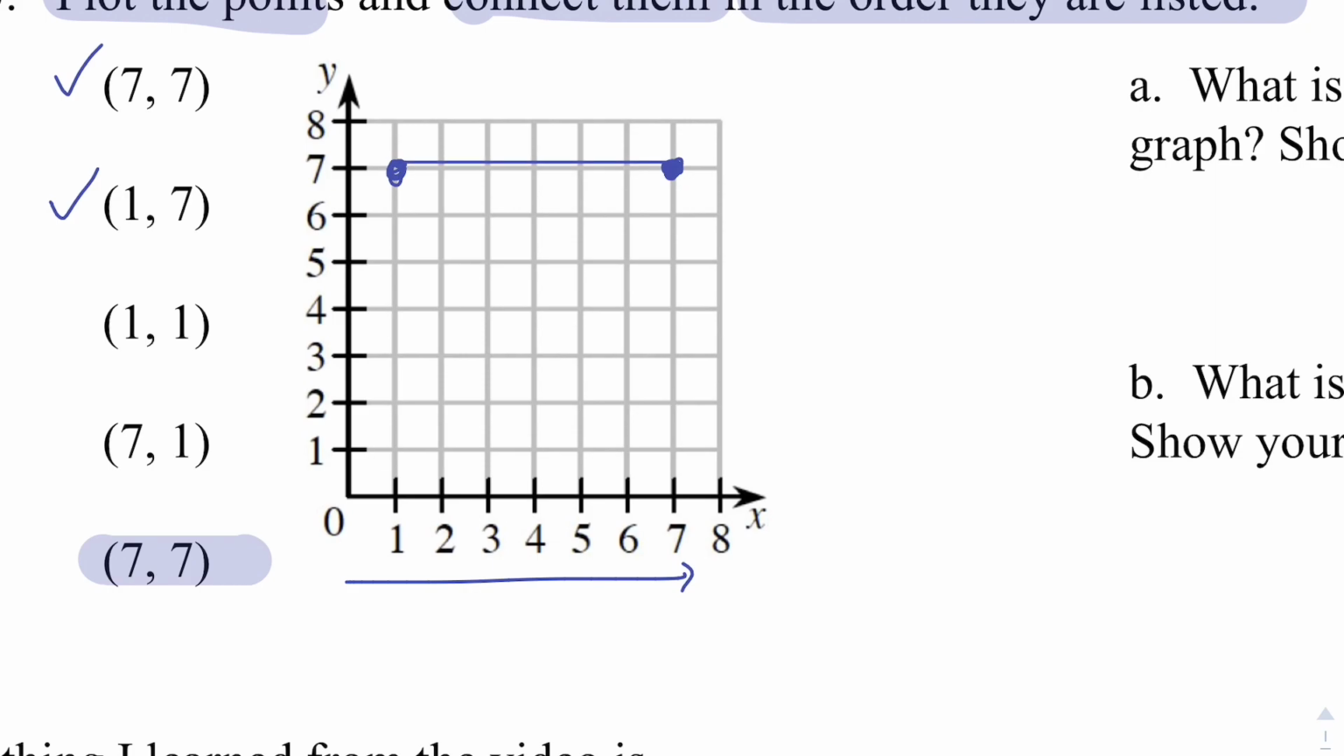Okay. And then the next one's 1, 1. So from the origin, I'm going to go to the right 1 and up 1 and connecting the dots there. And 7, 1, I'm going to go to the right 7 and then up 1 and connect it with 1, 1. And then the last one is 7, 7, which should have closed my shape into a square. Okay, let me make that a little straighter. Done. Okay, so it should be a square.